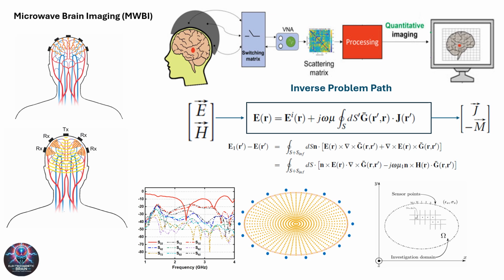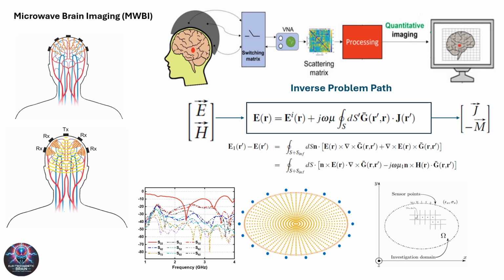Next, we have microwave brain imaging, a cutting-edge technology that uses microwaves in the gigahertz frequency range. Unlike MRI, as depicted in the slide's top left illustrations, microwave brain imaging is portable, cost-effective, and ideal for use in out-of-hospital environments. Let's explore how it works.